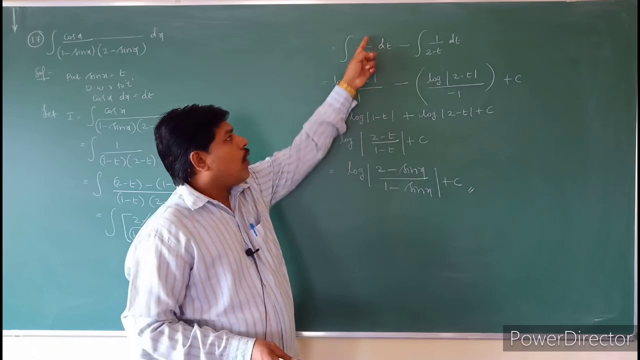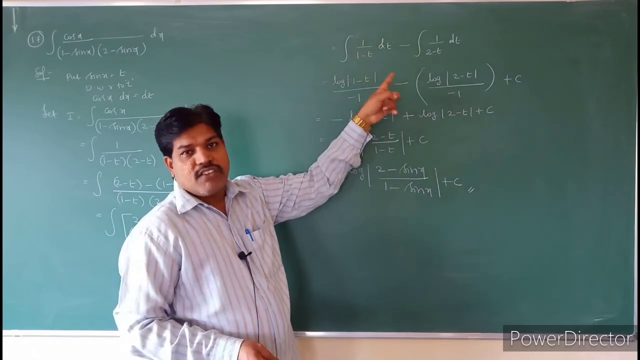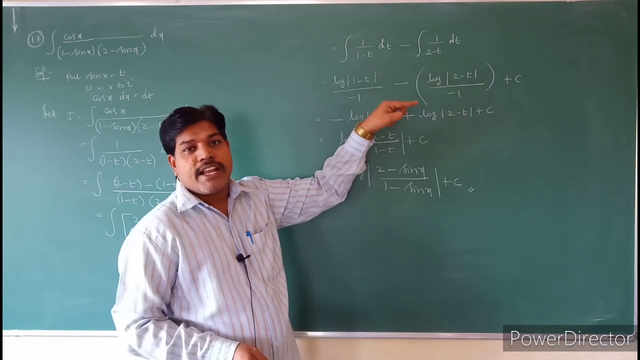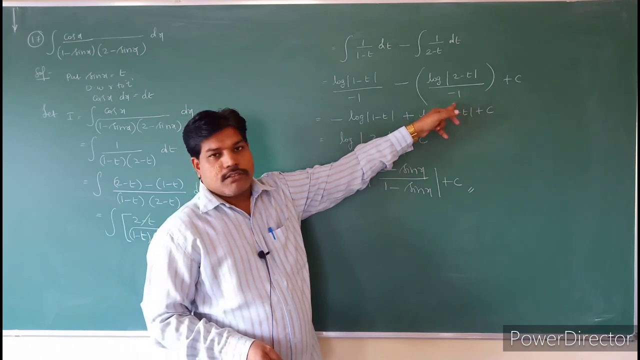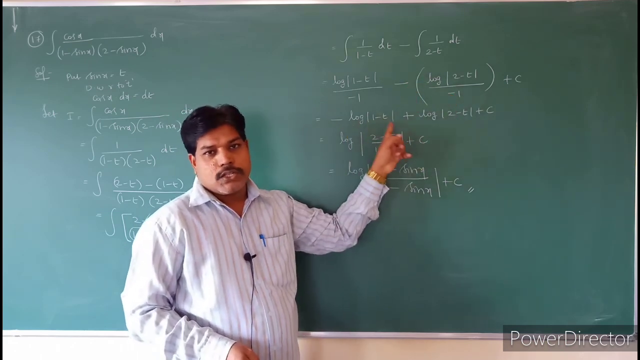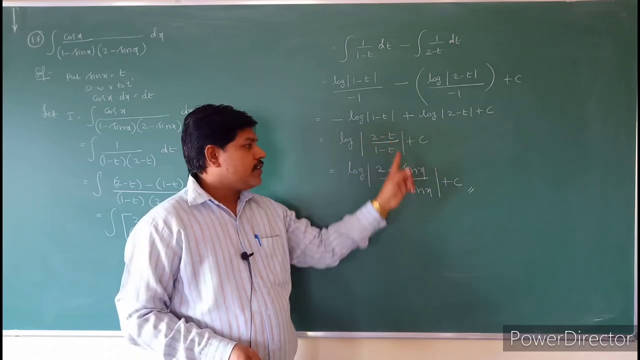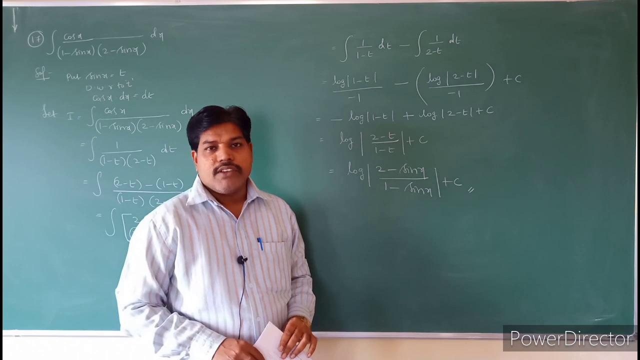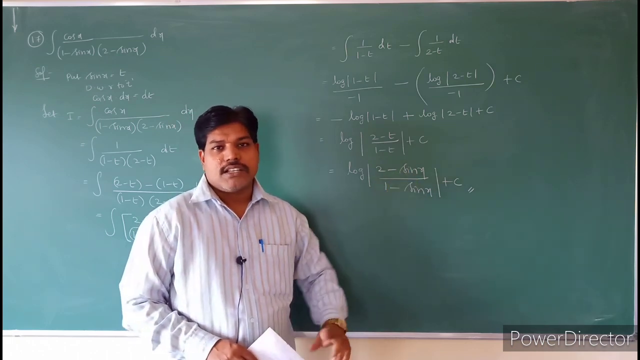Integration of 1 by 1 minus t is log mod 1 minus t, and 1 minus t derivative is minus 1, so you have to take that in the denominator. Similarly this one also. So minus of minus will become plus, log a minus log b will become log of a by b, plus c. So in the place of t, just replace it with sin x. So log of mod 2 minus sin x by 1 minus sin x plus c.